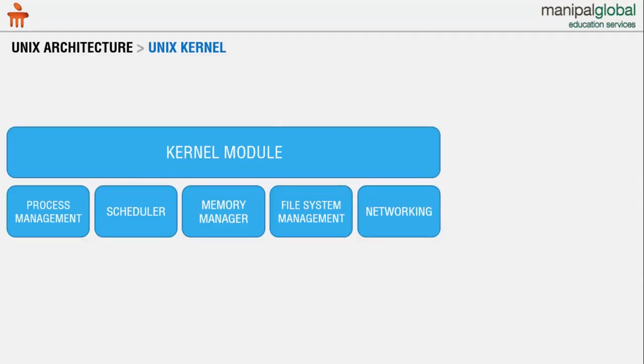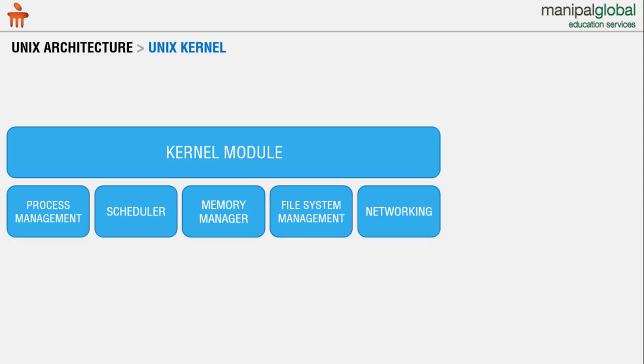Let's begin with the Unix kernel. The Unix kernel is the ringmaster of the Unix system. It is central to all the applications that run on Unix. Unix kernel has a modular architecture. It has various modules that interact with specific devices on the system, and all of these modules work together to give the user a simple and consistent interface.